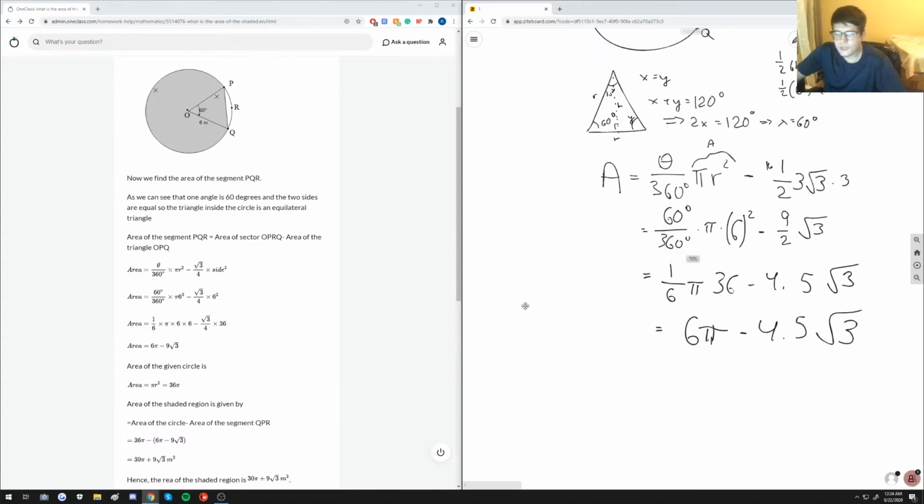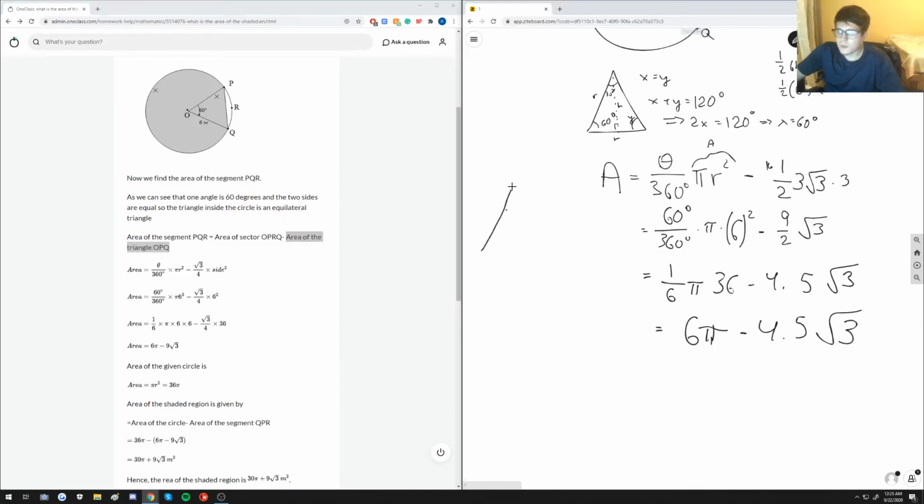Okay, in that case I'm actually looking at this solution and I'm wondering why we're doing it this way. So obviously that's sine 60 times. So they're finding the area of the sector OPRQ. That would just be 1/6 of the entire thing. So that's 6 pi, subtracted from the area of the triangle OPQ. Finding OPQ here, we have 6 and 6.